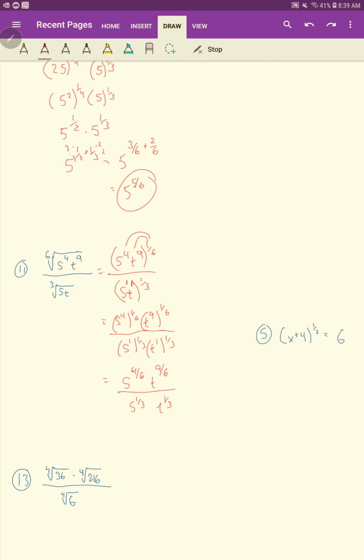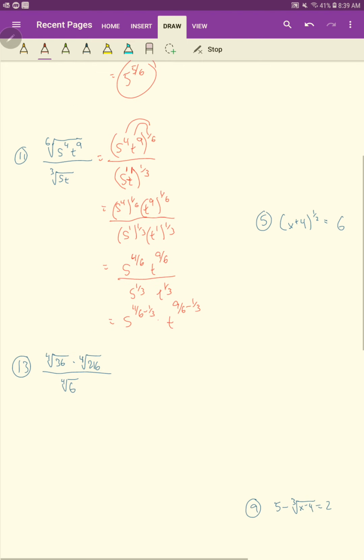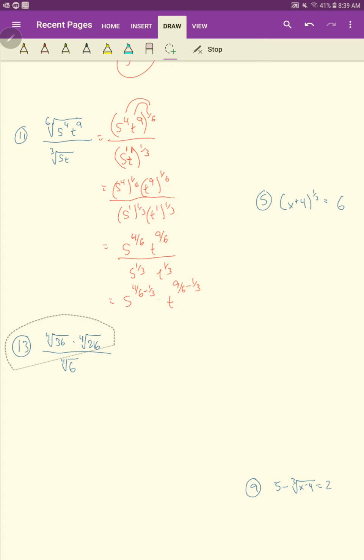Because we're dividing. When we divide, what should we do with our exponents? Well, if you recall up here, when we multiplied two numbers that have the same base, we added the exponents. So when we divide two things that have the same base, we subtract the exponents. So this is the same thing as s to the 4/6 minus 1/3 times t to the 9/6 minus 1/3. Okay? So you notice the denominator goes away because we subtracted to simplify there. And I may have to move this here because I didn't leave myself enough space.